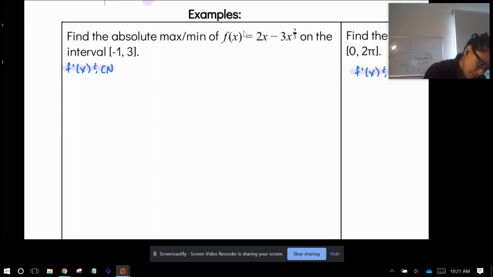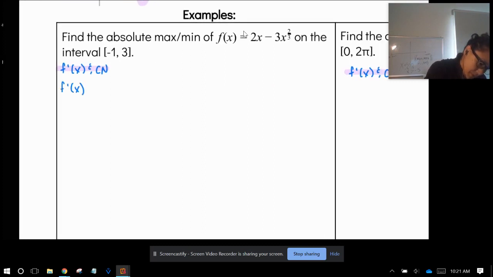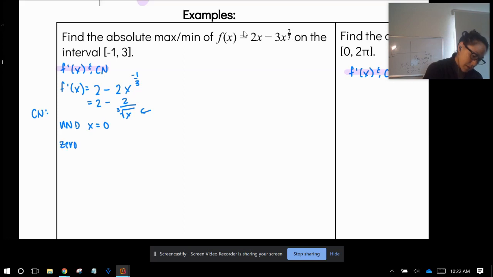So f prime is equal to power rule, 2 minus 3 times 2/3 would be 2 minus x to the -1/3, reduction of power. Then we're going to find our critical numbers, which remember are undefined values, and the cube root of x. So I can see that we're going to have an undefined value when x is equal to 0 because of the denominator. And then to find the zeros, I'm going to set 0 equal to our derivative.